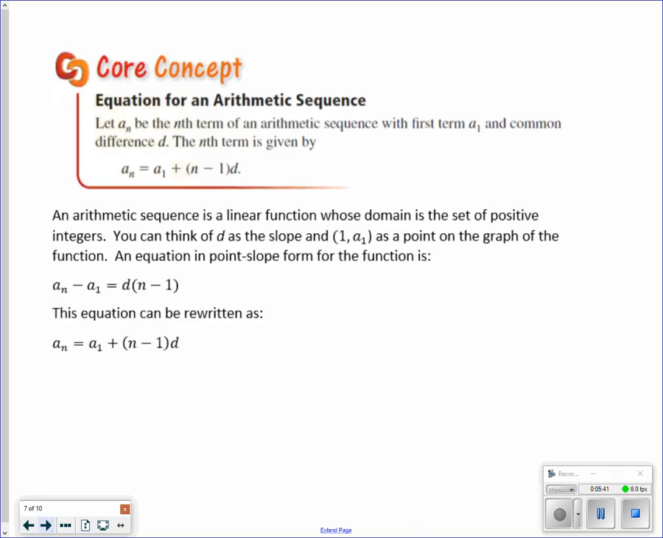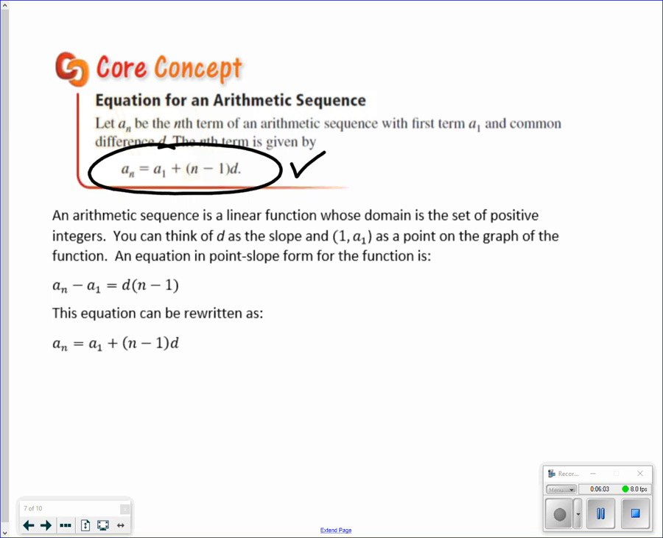There is a formula involved. And technically speaking, this is the point-slope formula. An arithmetic sequence is a linear function whose domain is the set of positive integers. You can think of D as the slope, a sub 1 as a point on the graph, and the equation. So here is the equation then of an arithmetic sequence.